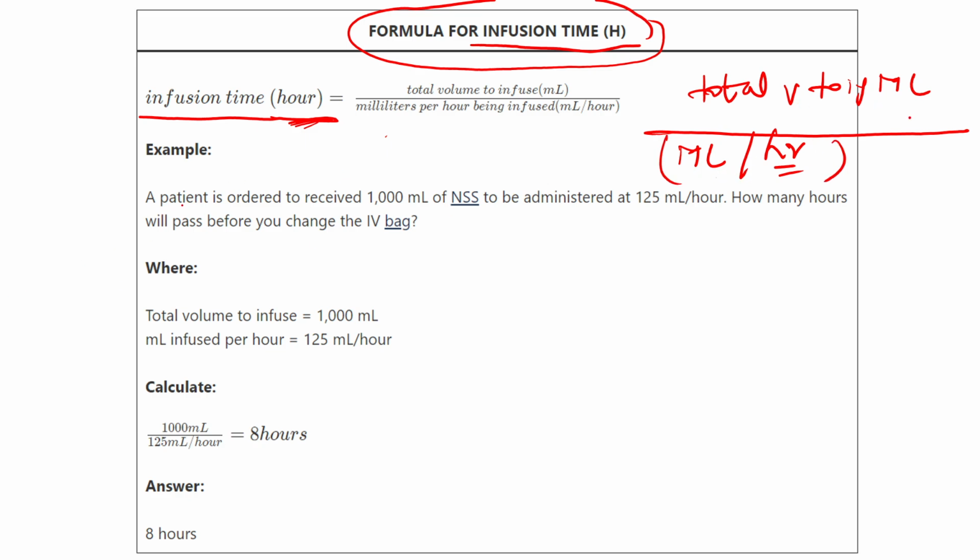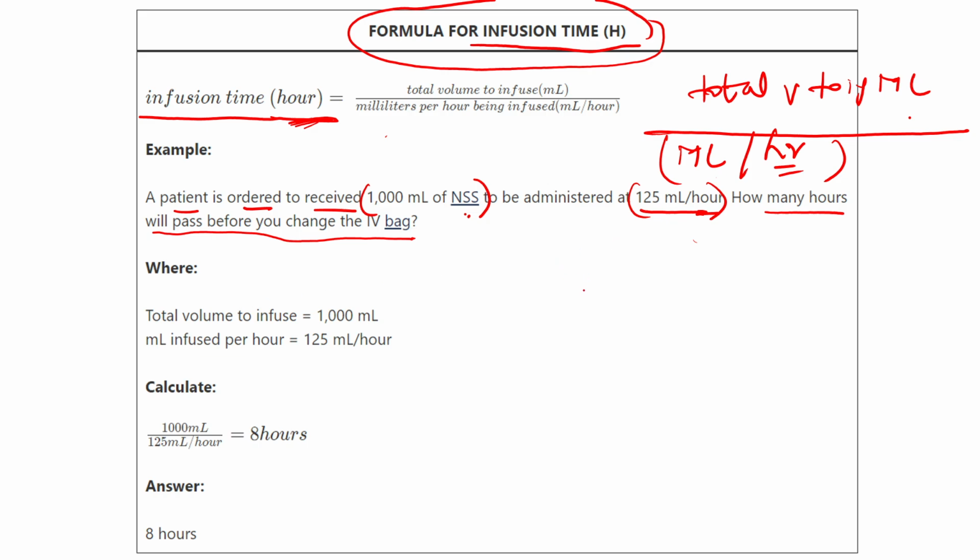So here the question is: a patient is ordered to receive 1000 ml of normal saline solution at the rate of 125 ml per hour. Here the doctor has asked for 1000 ml, and one fluid bottle is 500 ml. So 2 fluid bottles of normal saline are administered at the rate of 125 ml per hour. How many hours will pass before you change the IV bag?